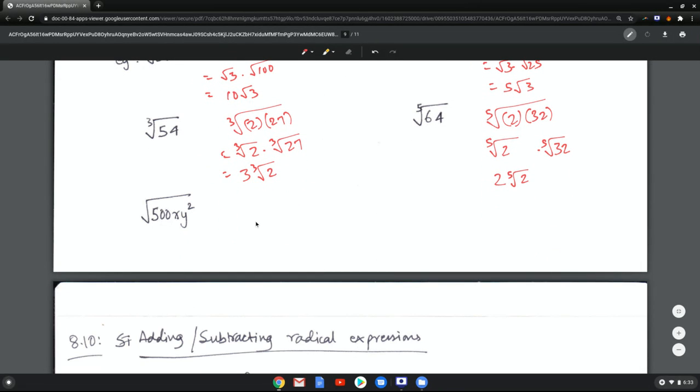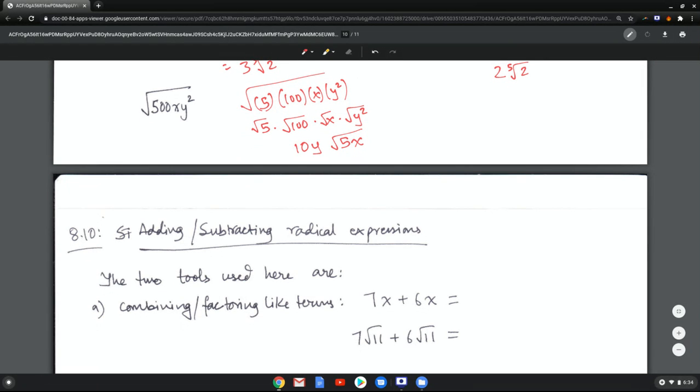Okay, now here I have 500 can be written as 5 times 100 times x times y squared. Now that's square root of 5, square root of 100, square root of x, and square root of y squared. That's a 10, y, and a root 5x.